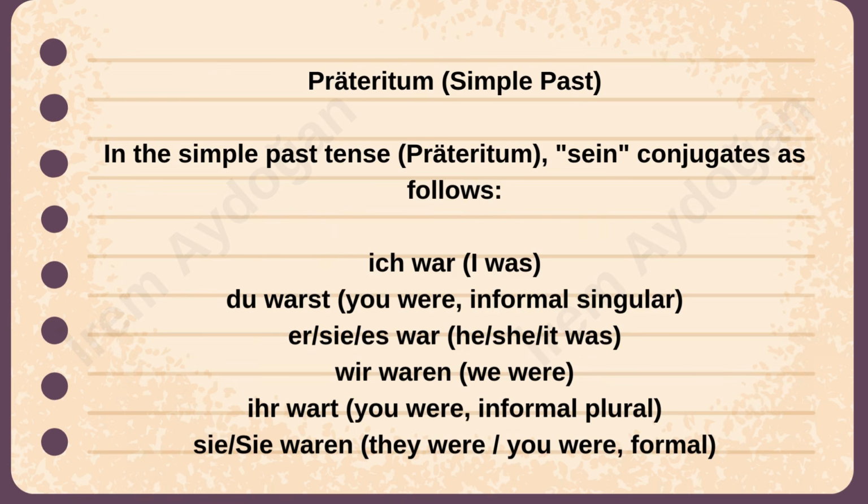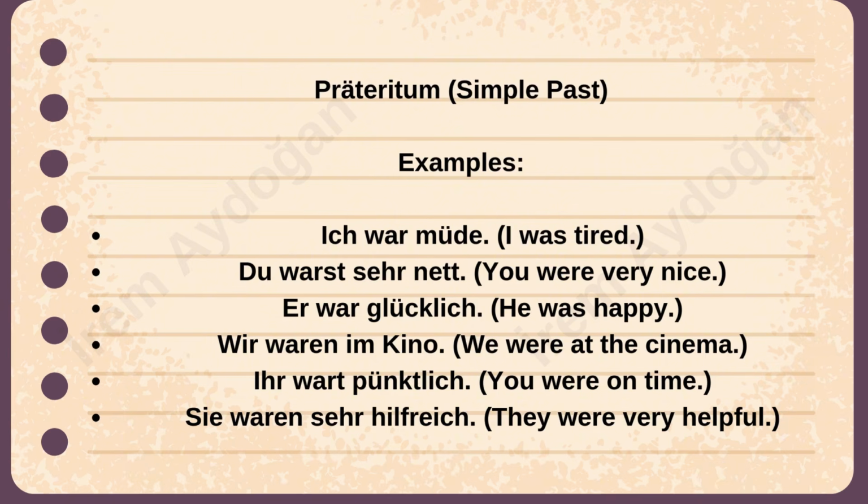I mean ich war, I was; du warst, you were; er/sie/es war, he, she, it was; wir waren, we were; ihr wart, you were; sie waren, they were, and you were in a formal way. And the examples: ich war müde, I was tired; du warst sehr nett, you were very nice; er war glücklich, he was happy; wir waren im Kino, we were at the cinema.